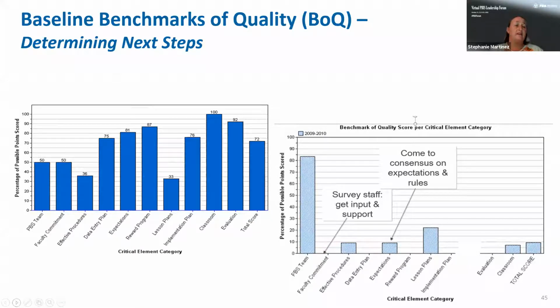Using some other different data sources can help you. So the benchmarks of quality, that might be something, or the TFI that could help you determine your next steps. They might help you focus in on a specific area that you want to focus in on. So for example, if I were looking at these different schools here, I might want to think about, okay, lesson planning or teaching our expectations and rules might be an area that we want to focus in on. So using multiple data sources to come up with those goals.